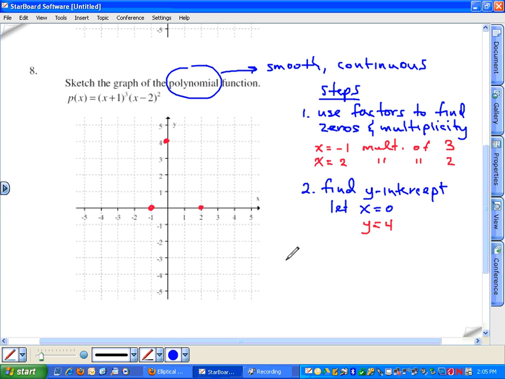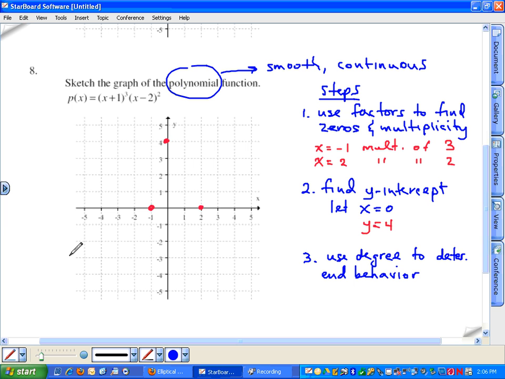Now the third step is to use the degree of the polynomial to determine the end behavior. All polynomial functions of any degree are going to have end behavior that's either like a parabola, where both ends are going up in the same direction, or they're going to have opposite end behaviors that behave like an x to the third graph, kind of like this one.